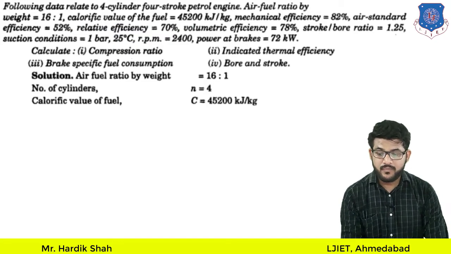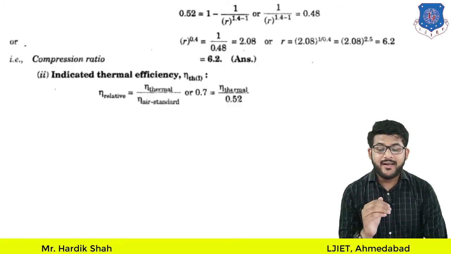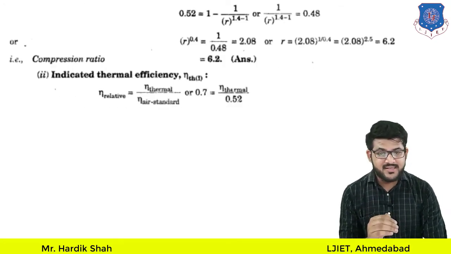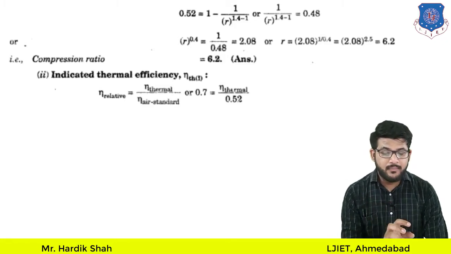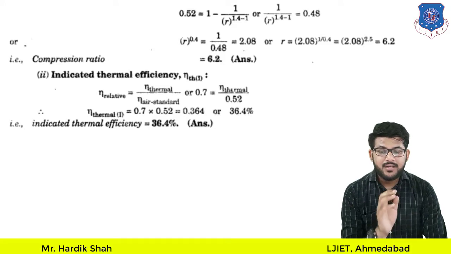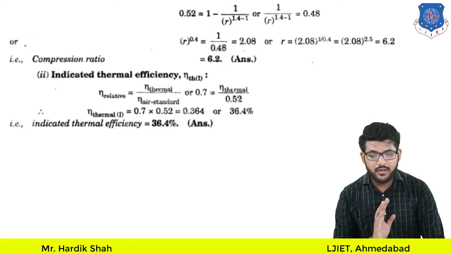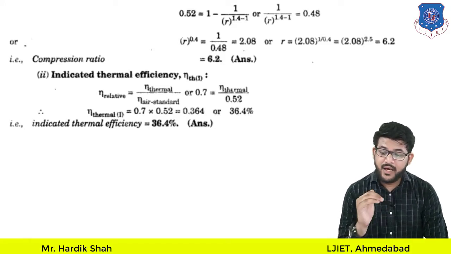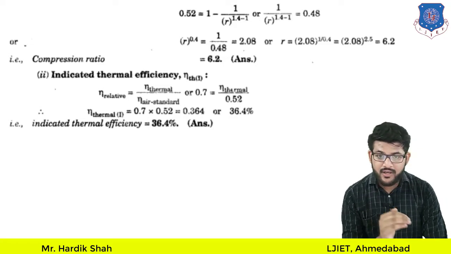So first, eta relative, that is thermal upon air standard. We know relative and air standard, so we can find the thermal efficiency, that is simple, 36.4 that we get. Okay, that is the second answer. Fine. Now indicated thermal efficiency we have found.